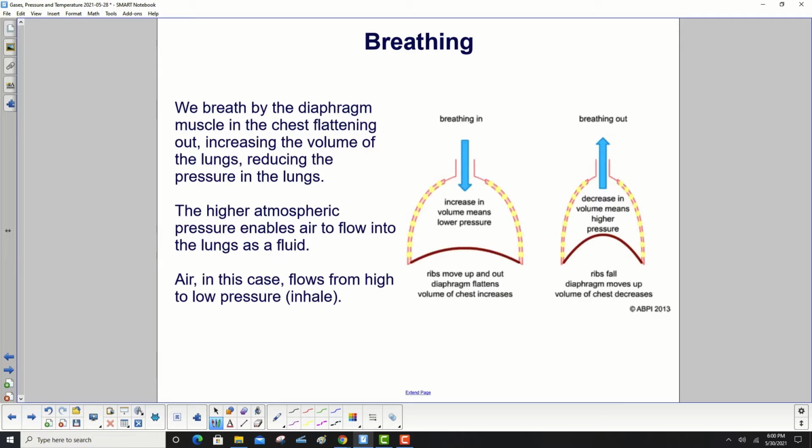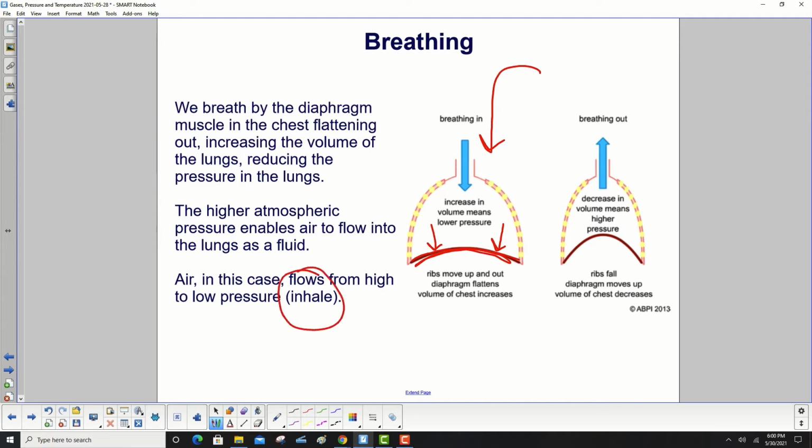We breathe by the diaphragm muscle in the chest. Here's the muscle here. It flattens out, which increases the volume of the lungs. Okay, the diaphragm was going down this way. When the volume increases, the pressure decreases. The higher atmospheric pressure enables air to flow into the lungs as a fluid. Air in this case flows from high to low pressure.